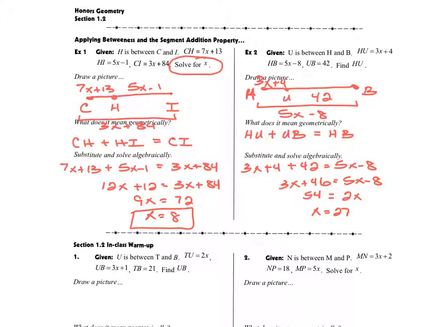Now again, I always have to go back and look, what is it asking me to find? It wants me to find the length of HU, which means I'm not quite done yet. The length of HU is going to be 3 times this x value plus my 4. So if I've got a calculator handy, I can even type this into my calculator. My 3 times my 27, of course, is going to be my 81. Plus my 4 is going to give me 85. And I can even put a U on that for units. So there we go. That's how we can apply the segment addition postulate and the idea of betweenness.